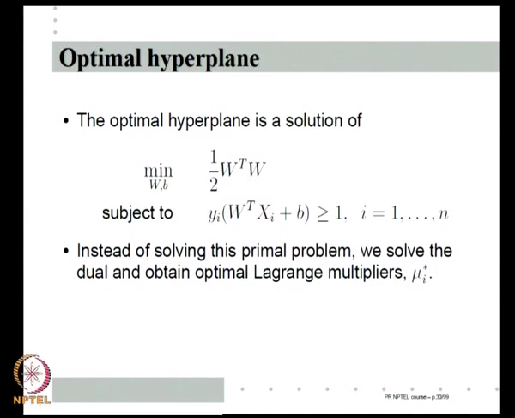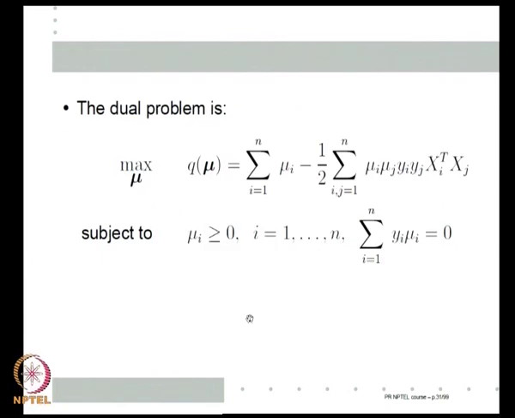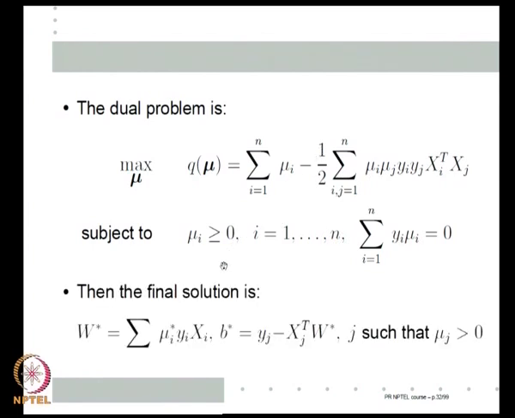So, to sum up, the optimal hyperplane is a solution of this optimization problem. We call this the primal problem. Instead of solving this primal problem, we solve the dual and obtain the optimal Lagrange multipliers. This is the dual problem. When you solve this, we get all the mu i's, and once we get all the mu i's, this is my final solution. What do you mean by w star, b star is my solution?